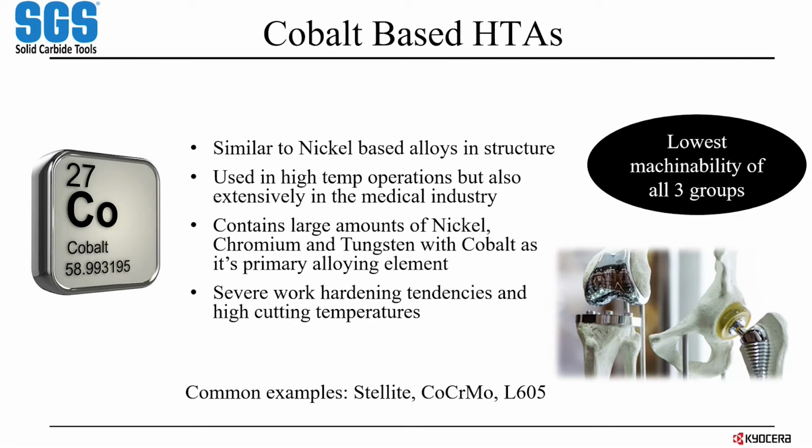And at the end of the day, this is, like I said, the most difficult to machine of the three. They tend to work harden very quickly, and they operate at very high temperatures on the cutting edge, so they can be very brutal on tools. Common examples are Stellite, the cobalt chrome molybdenum, and then L605.